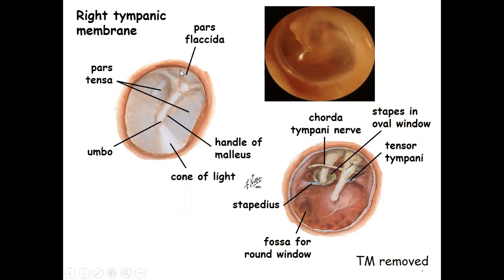So you can see here, this is the right tympanic membrane. We have the pars flaccida, the pars tensa, and here is the umbo, and this is the cone of light. And this is the handle of the malleus.